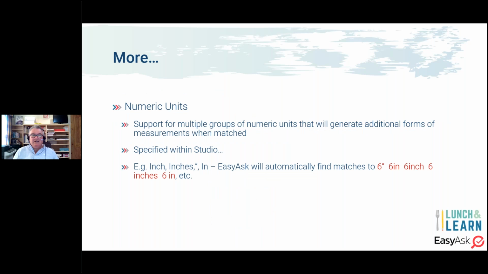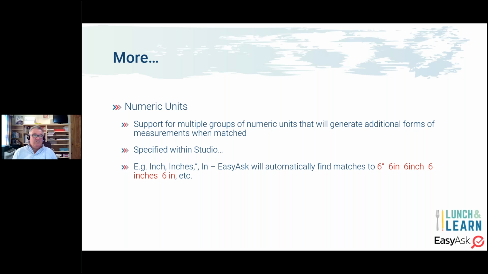For B2B functionality, obviously numeric units are really important, and we've added support for multiple units that you can specify to be equivalent, and they will generate additional forms of the measurement when we match onto one of them. So for example, if we specified the inch and inches and the double quote character and IN were a measurement, then EasyAsk will automatically find matches to things like 6" with the double quote character, 6IN, 6INCH, 6 space inches, 6 space IN, and so on.